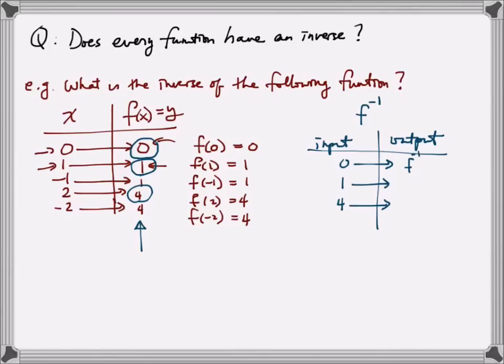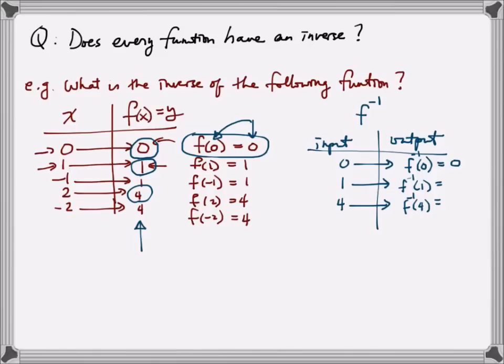In other words, what is f inverse of 0 equal to, and f inverse of 1, f inverse of 4? For f inverse of 0, it's very obvious that it has to be equal to 0, because this 0 going backwards comes from this 0 in the input for f, so there is no question that f inverse of 0 has to be 0.